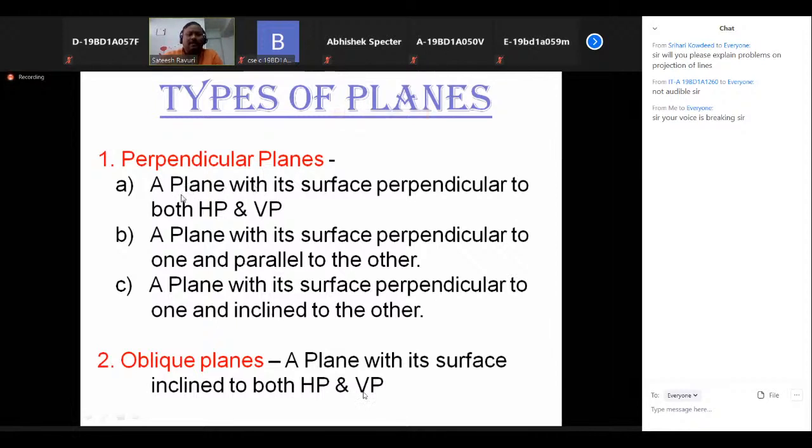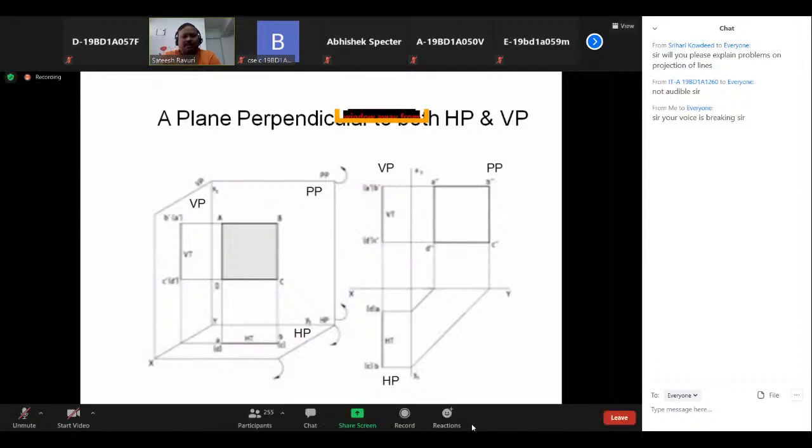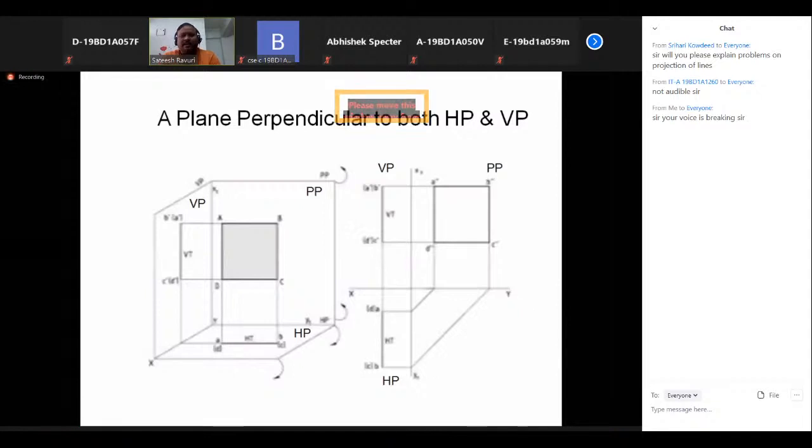So, the perpendicular plane is a plane with its surface perpendicular to both HP and VP. Here, I have not given the statement, so I'll explain it now. A square ABCD of 40 mm sides is perpendicular to both HP and VP such that the bottom edge is 20 mm above the HP and its adjacent side is 10 mm in front of VP. This is how you can take the problem according to this solution.